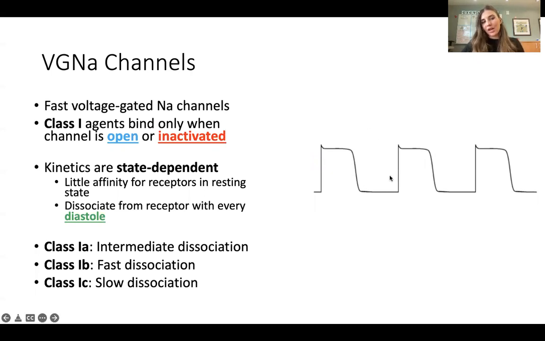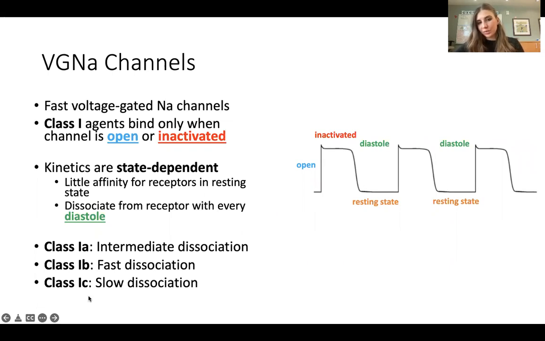Class 1 agents only bind during the open or inactivated phases of the action potential. During the diastole or resting phase, they pop off the receptor. So their kinetics are very state dependent, and how they come off the receptor depends on their dissociation kinetics. Class 1As have intermediate dissociation, class 1Bs have fast, and class 1Cs are slow.